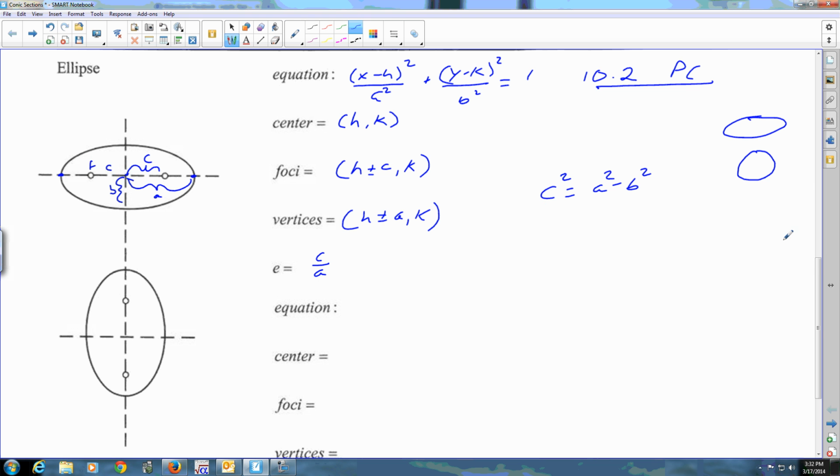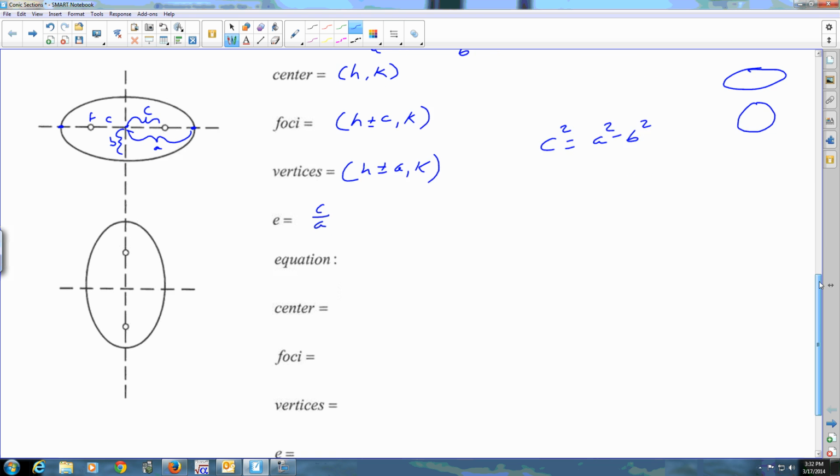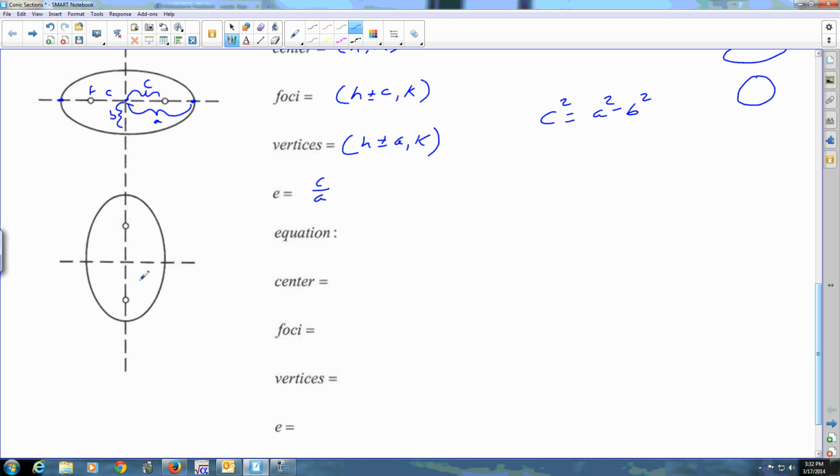All right. When your ellipse is long in the y direction, your equation is going to be (x minus h) squared over b squared plus (y minus k) squared over a squared equals 1. I'll explain to you a way to remember which one's a and which one's b. It's actually going to be a lot easier than perhaps what it looks like.